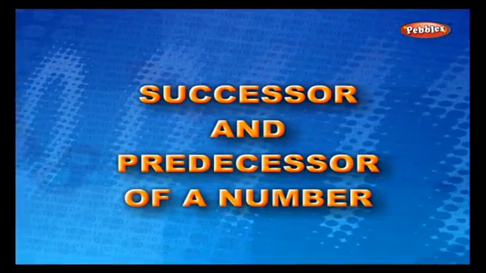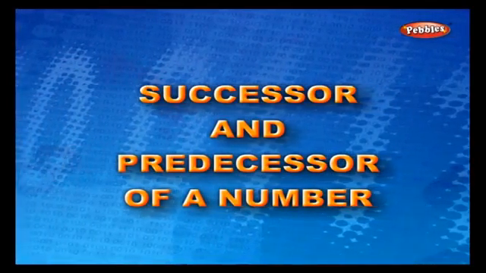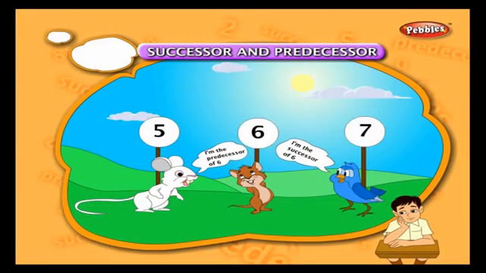Successor and predecessor of a number. To understand this concept better, let us take three numbers 5, 6 and 7. Here 5 is the predecessor of 6 because 5 comes before 6, and 7 is the successor of 6 because it comes after 6.